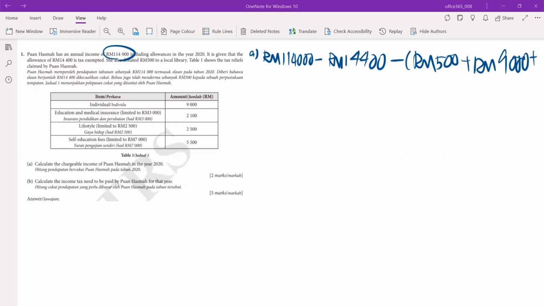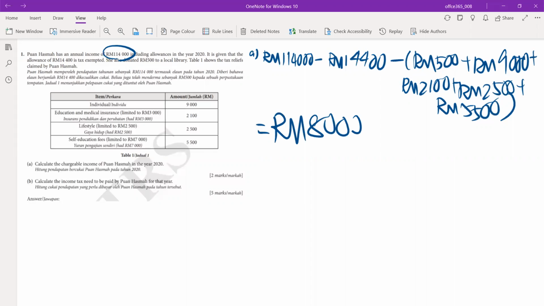So 2,110 and 100. So you all check your answer, add up all of them. This one will be plus everything. These are the things that you have to know. So chargeable annual income, you minus everything should be 80,000.